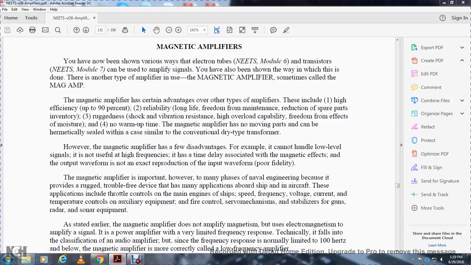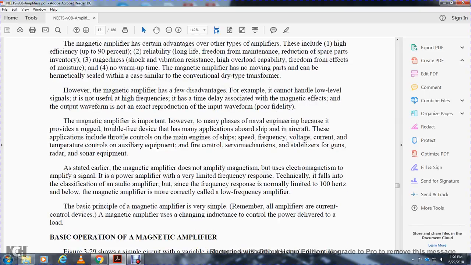The magnetic amplifier has no moving parts and can be hermetically sealed within a case similar to the conventional dry-type transformer. However, the magnetic amplifier has a few disadvantages. For example, it cannot handle low-level signals. It is not useful at high frequencies. The time delay associated with the magnetic effect means the output wave is not an exact reproduction of the input waveform, giving poor fidelity.